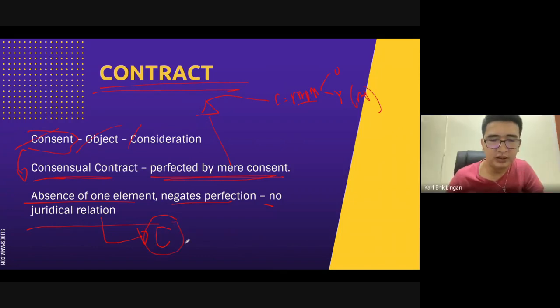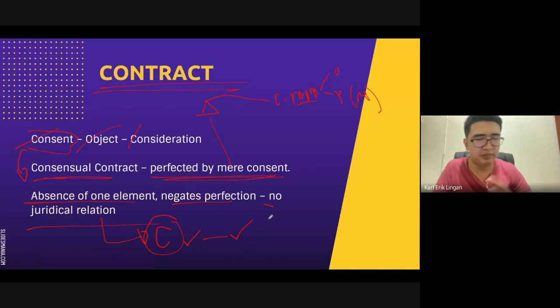Contract. Okay? It is by virtue of a contract that a juridical tie arises, which binds parties in a contract. Ang sabi nga natin sa obligations noon, this is a law. Contract or obligations are a law between the parties themselves. Kung ano yun dun sa contract, yun ang mag-prevail.